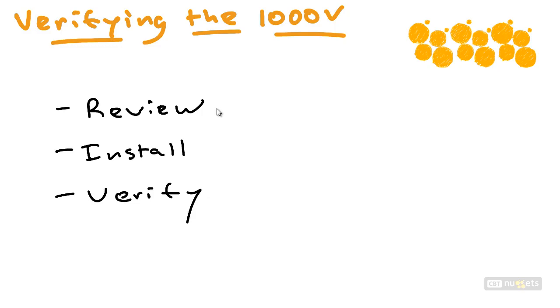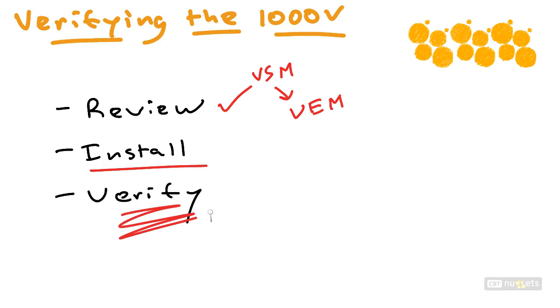So, a simple, straightforward nugget in which we reviewed the basic operation of the 1000V, really focusing on those two important components, right? The VSM and the VEM. We then did a 30,000 foot view of the installation so you can get a sense for that. And then we focused on some key verification commands that we're going to need.